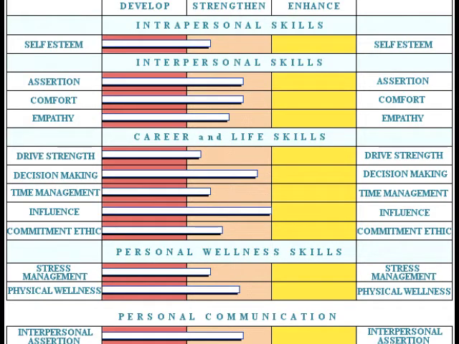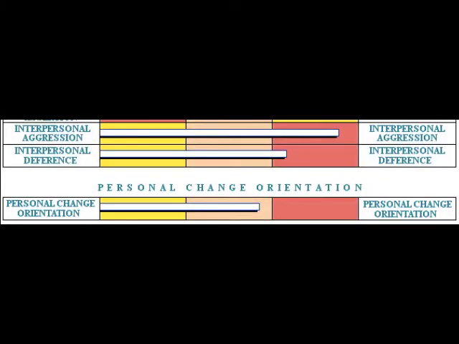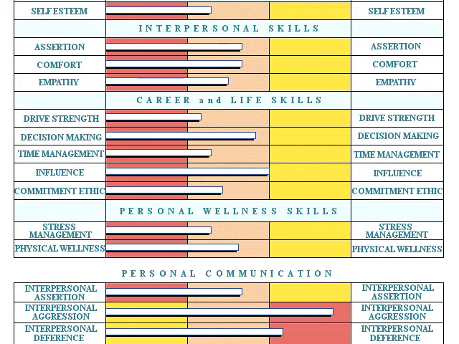The graph is color banded to help identify skill levels in the Develop red range, Strengthen orange range, and Enhance yellow range. Near the bottom of the profile, the color bands are reversed for the 3 problem areas. For the problem areas, short score bars are indicative of strength. The profile is explained thoroughly in the Skill Basic Report.